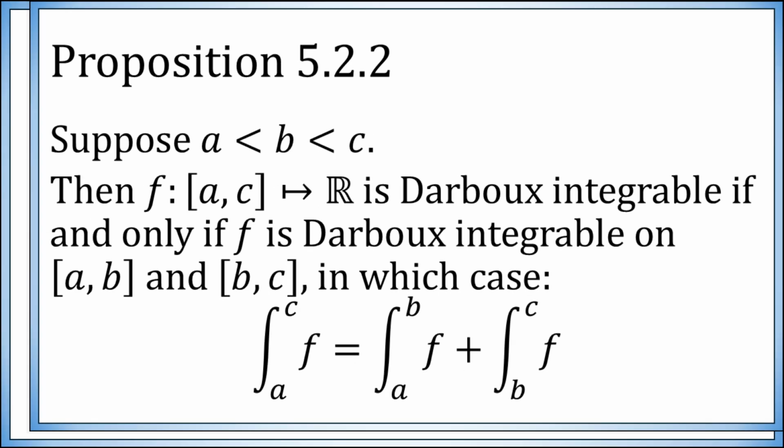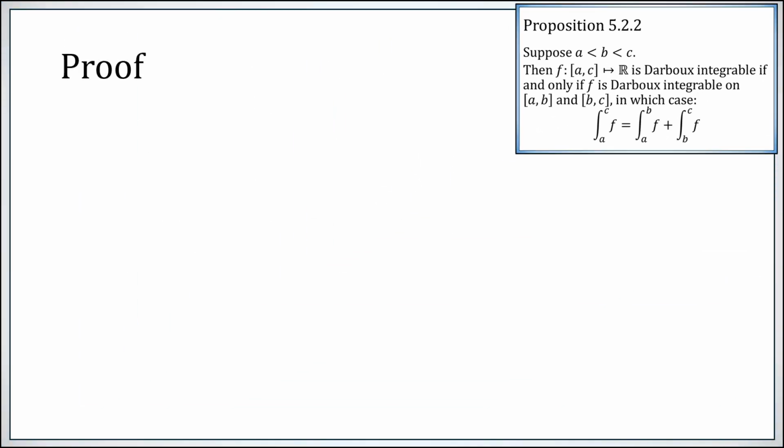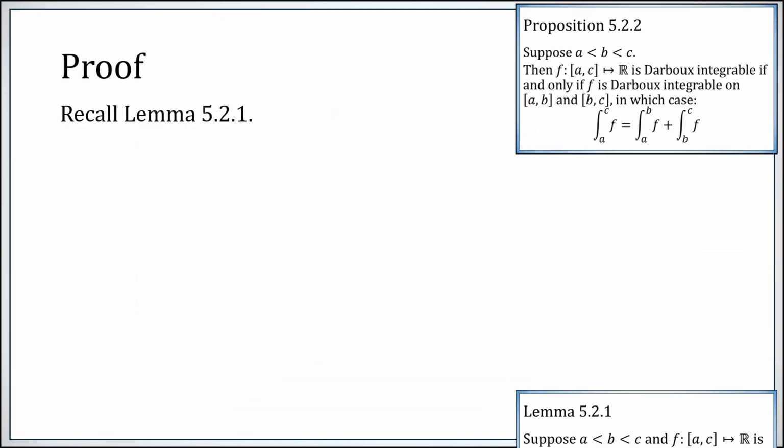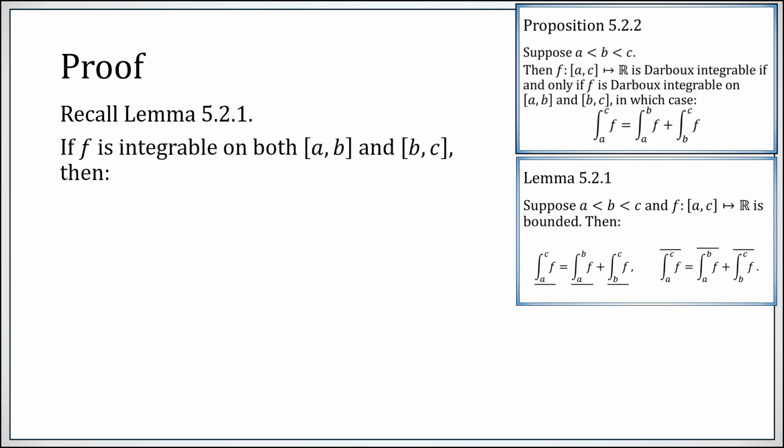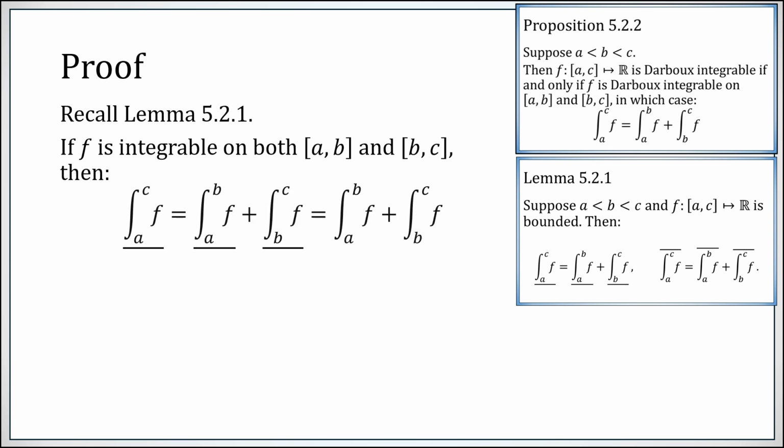Okay, moving on to the proof. Now, in the previous lemma, we established that we had additivity for upper and lower Darboux integrals. So, if f is integrable on both the intervals from a to b and b to c, then what do we have? We have that the lower integral from a to b is equal to the integral from a to b, and the lower integral from b to c is equal to the integral from b to c.